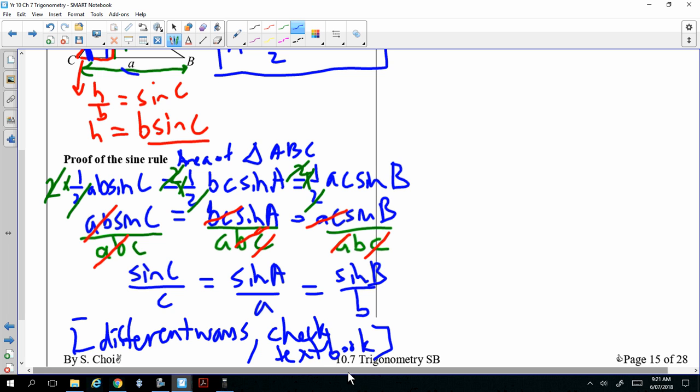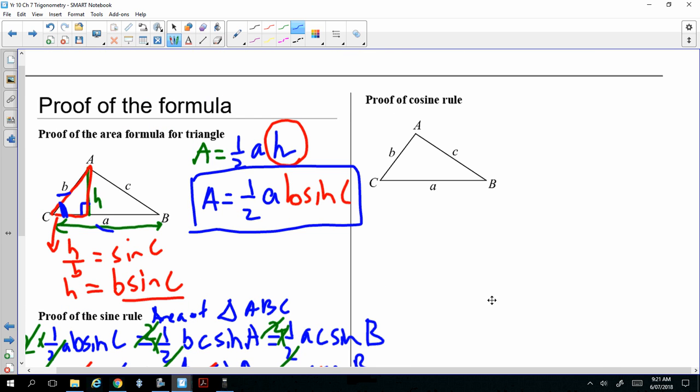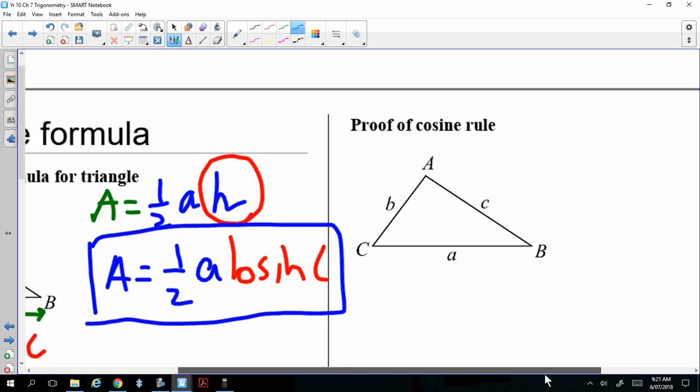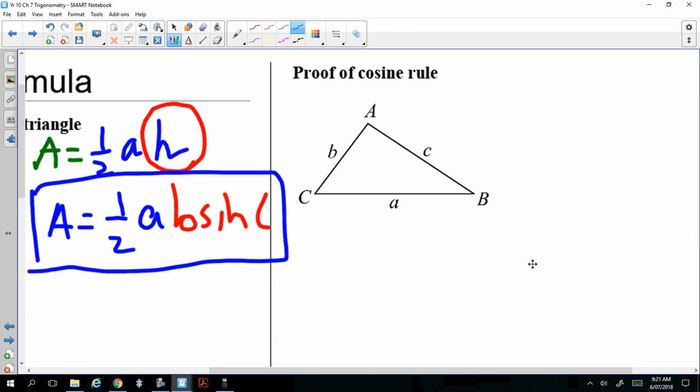Okay, let's look. It's the same triangle. What we're going to do is, like before, all these proofs rely on a right angle triangle. So I have to draw a perpendicular height, call that H. Okay, we've got the perpendicular height. Alright, so let's show you what the cosine rule will look like. C squared equal to A squared plus B squared minus 2AB cos C. Like that.